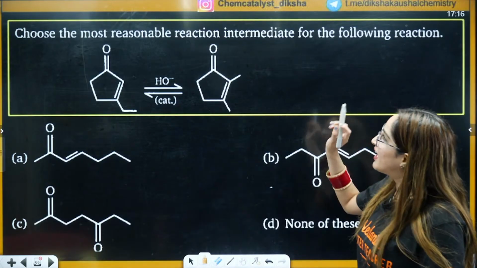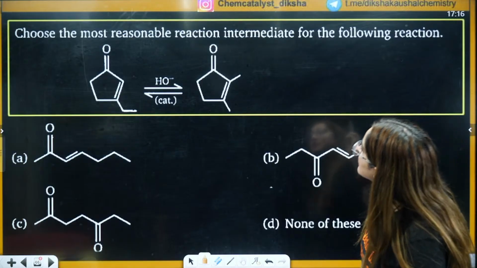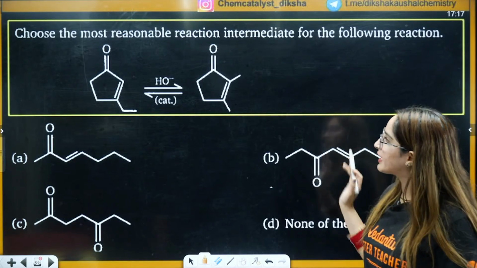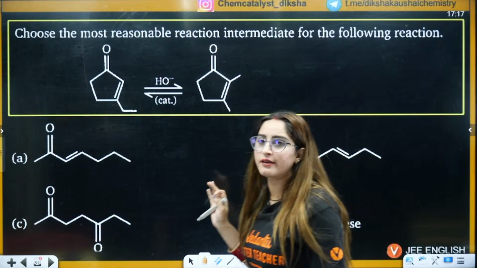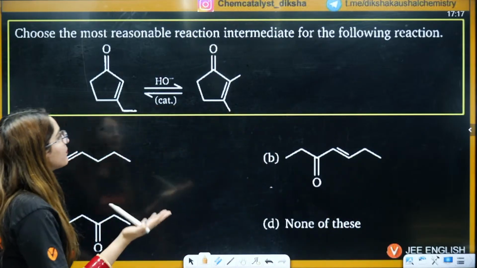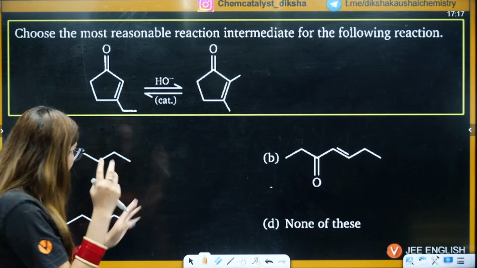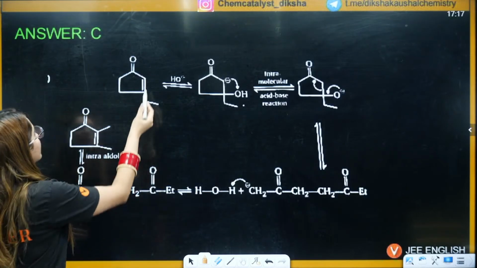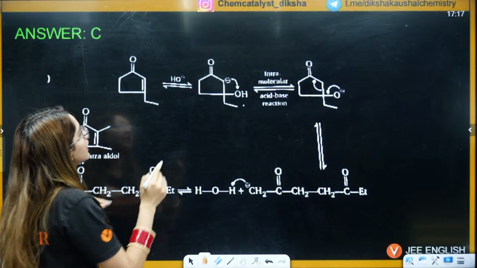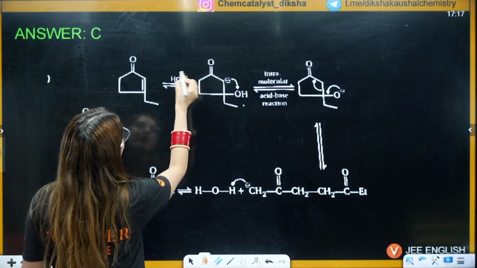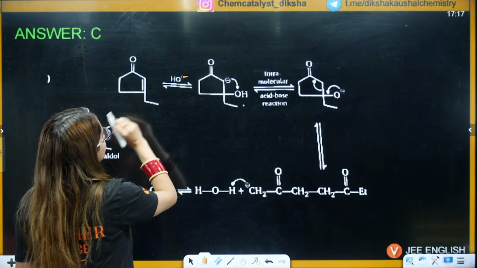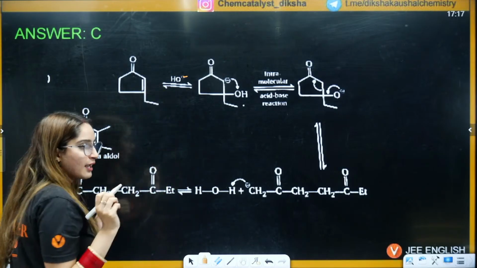So choose the most reasonable reaction intermediate for the following reaction. This is a very, very interesting question, because here ring breaking will happen, then again ring formation will happen. So what exactly will we do here? Firstly, this is given to you. We know that we have OH negative here, so OH negative is going to attack either side.